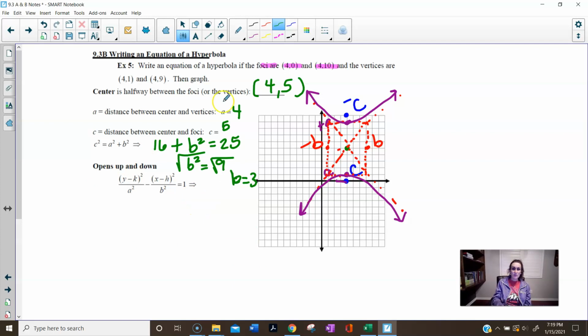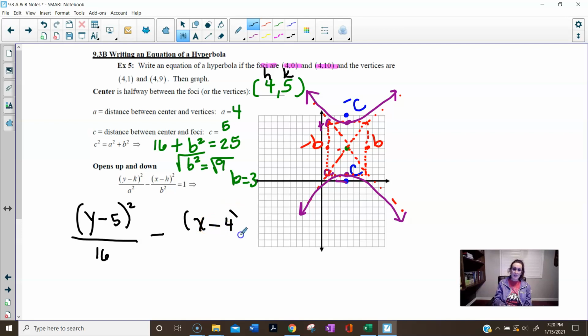The equation. So to write the equation of this graph, really easy. It's y minus, and the y comes first because it's a happy sad, and k's go with y's. So the k happened to be, here's h and here's k. So y subtract 5 quantity squared over, and then you've got A squared. So A was 4, so 4 squared is 16. Subtract, because it's a hyperbola, and then you would have x subtract 4 squared.